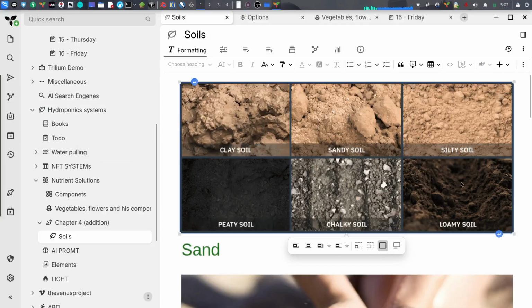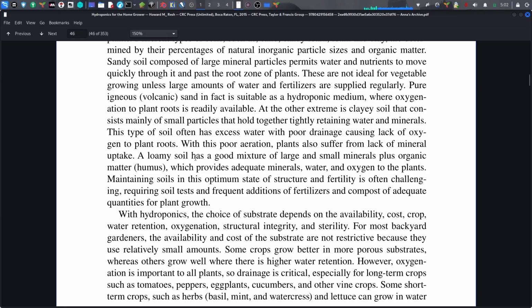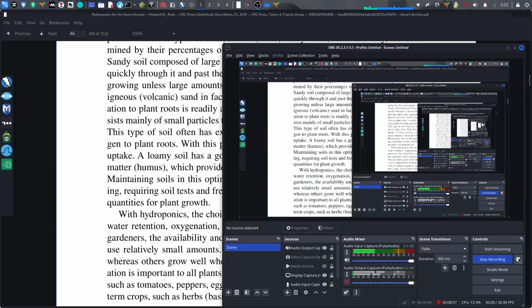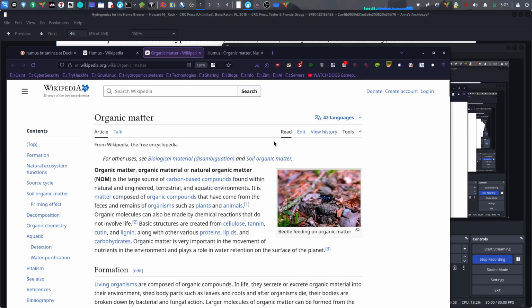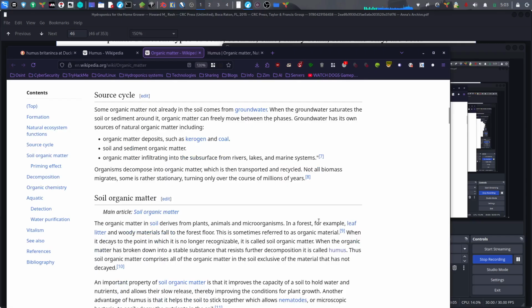Alright, loamy soil. A loamy soil has a good mixture of large and small minerals, plus organic matter, humus. What is humus? First, organic matter derives from plants, animals, and microorganisms. In forests, for example, leaf litter and woody materials fall on the forest floor.